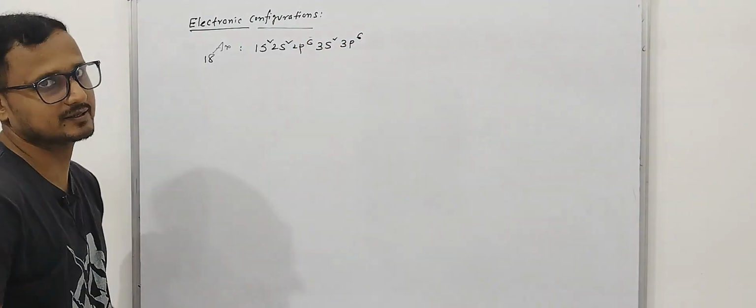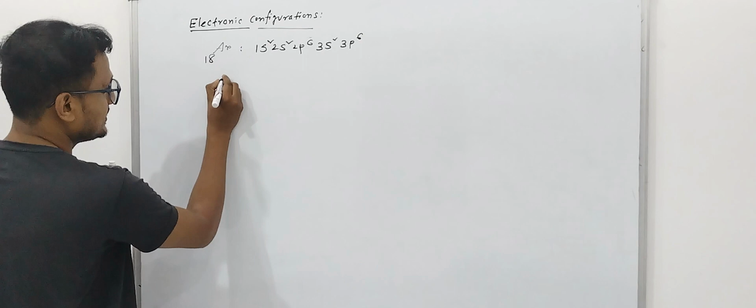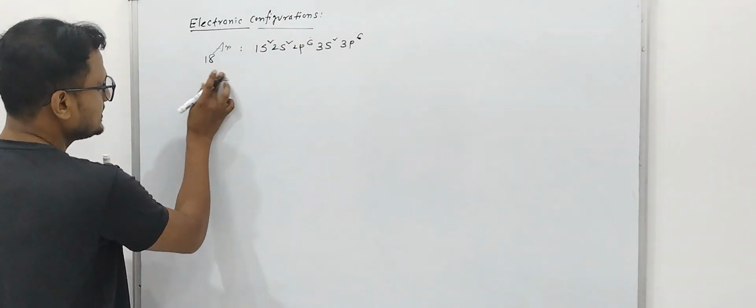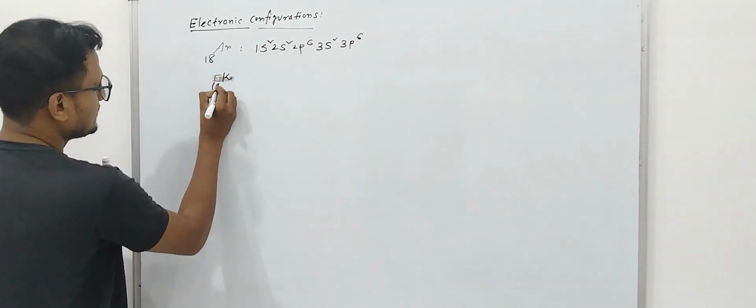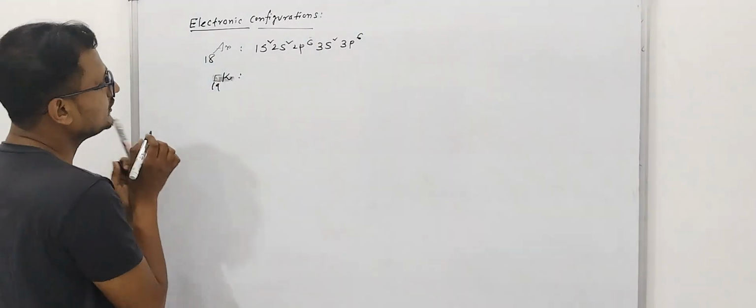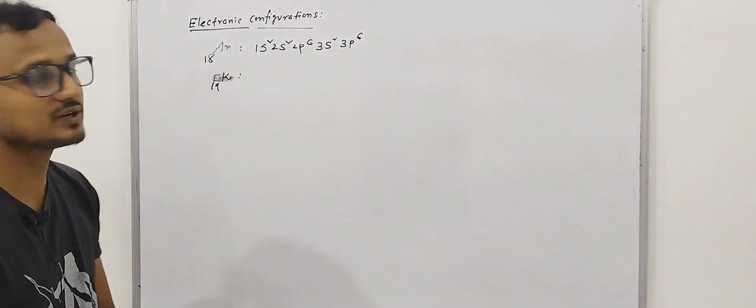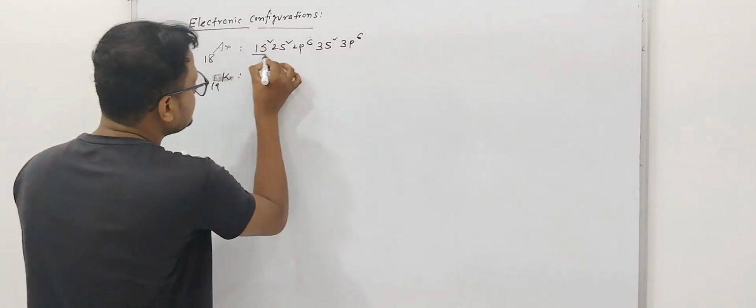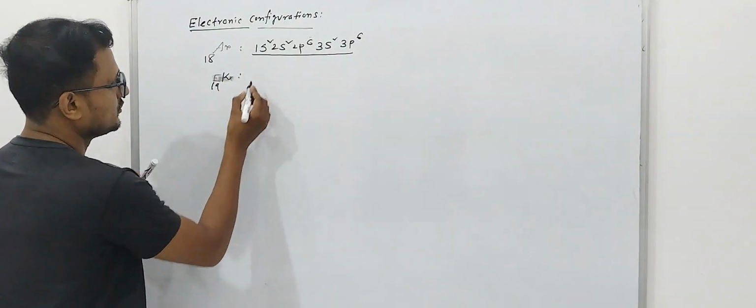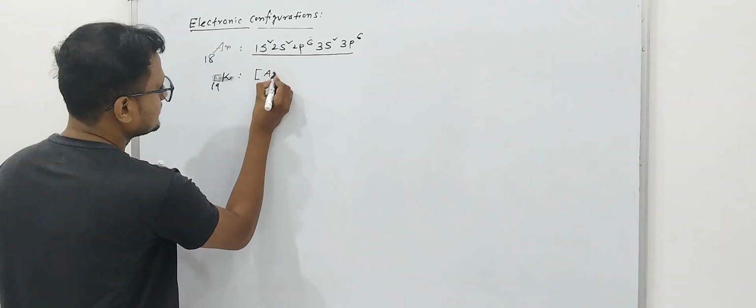Okay, this is argon. Now the next one is potassium. Potassium has the atomic number 19. So what we will do, we will not write the total electronic configuration here. It will help us to write it shortly. We will take the electronic configuration of argon. So we know that argon is 18. So we'll write it here.